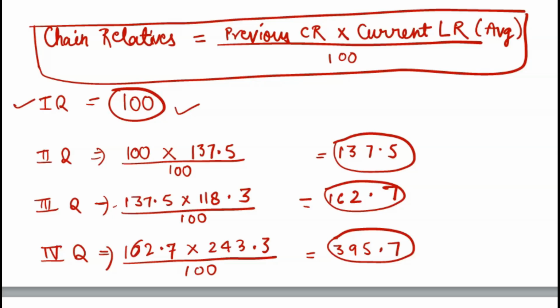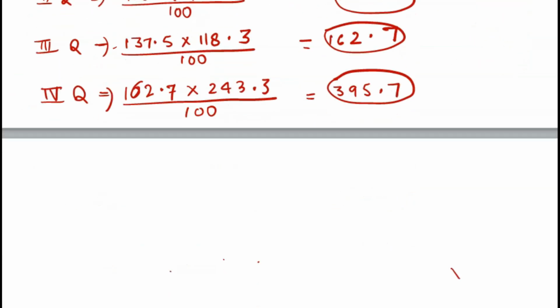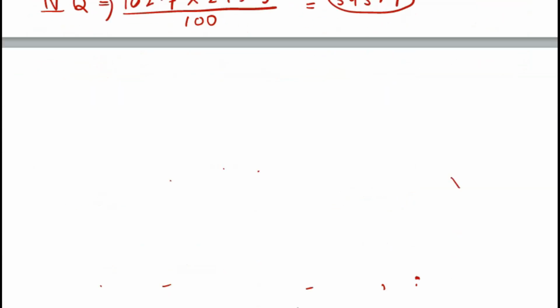So now we have to find out the corrected chain relatives. Okay, now what we have to do, we need to find out the corrected chain relatives, CR. For this, the first quarter was wrong, all other quarters were correct, but due to that the other quarters were also impacted because they were based on that.